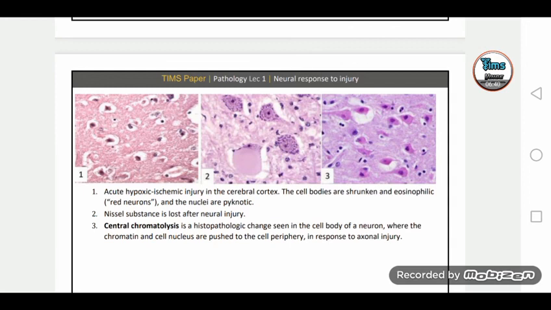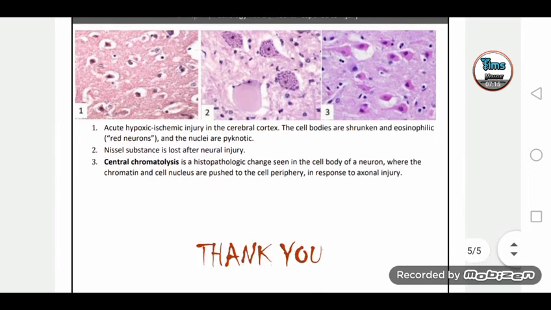So the first picture is an acute hypoxic ischemic injury in the cerebral cortex. The cell bodies, as we talked about, are shrunken and eosinophilic. They are red neurons, and the nuclei are pyknotic. Number 2, the Nissl substance is lost after neural injury. Number 3, central chromatolysis. Central chromatolysis is a histopathologic change seen in the cell body of a neuron, where the chromatin and cell nucleus are pushed to the cell periphery in response to injury.